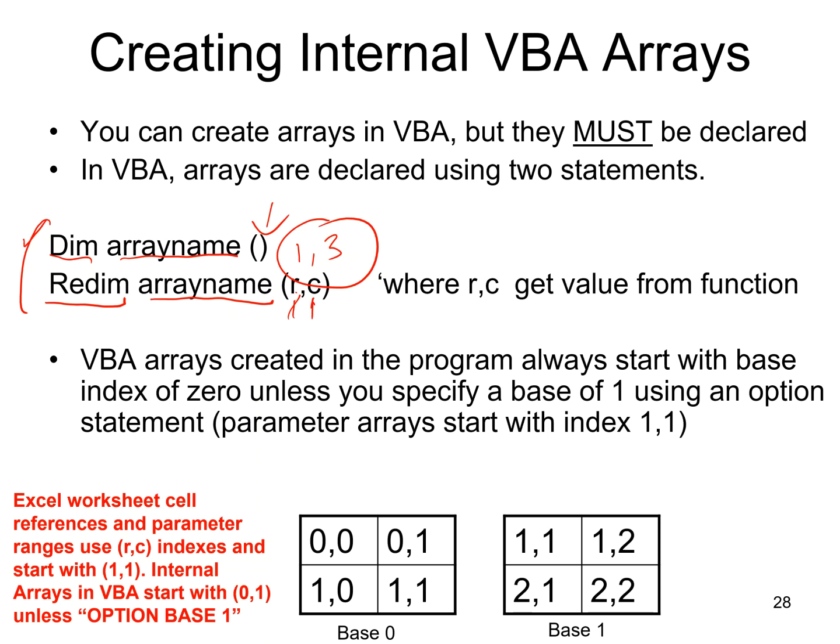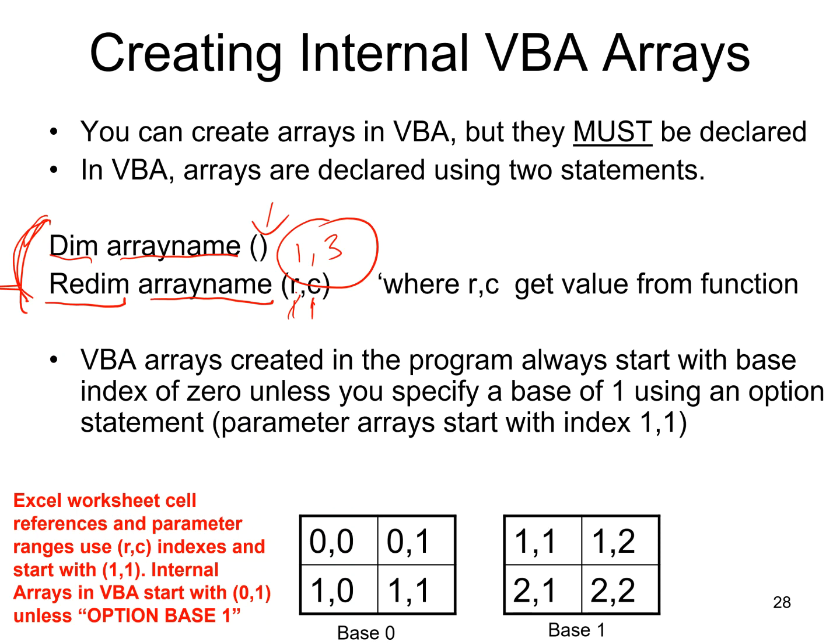So that's the first confusing thing. When we create arrays inside the program, in other words, not just inputting them as parameters, we do have to dim them, and we have to dim them using two statements, a dim and redim.